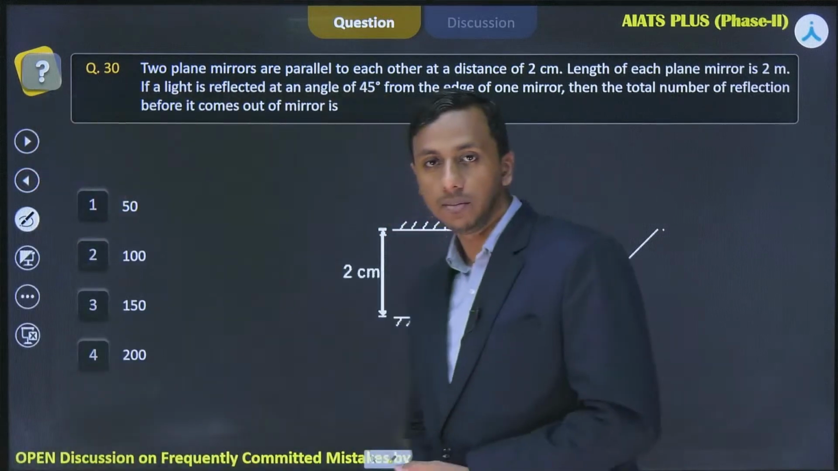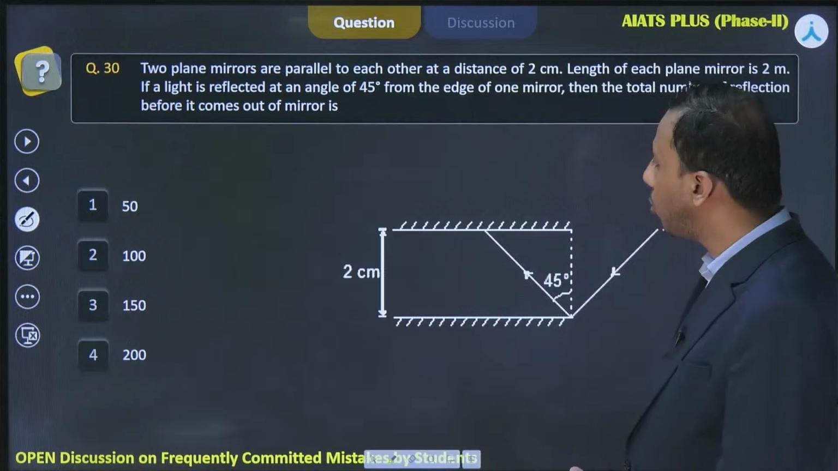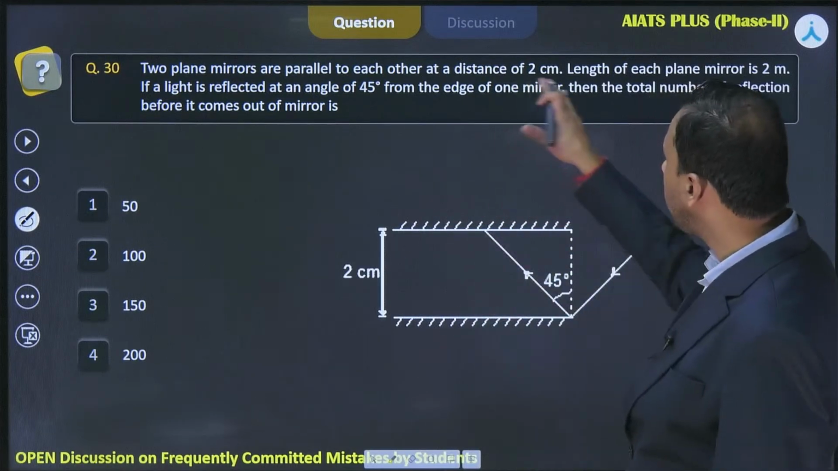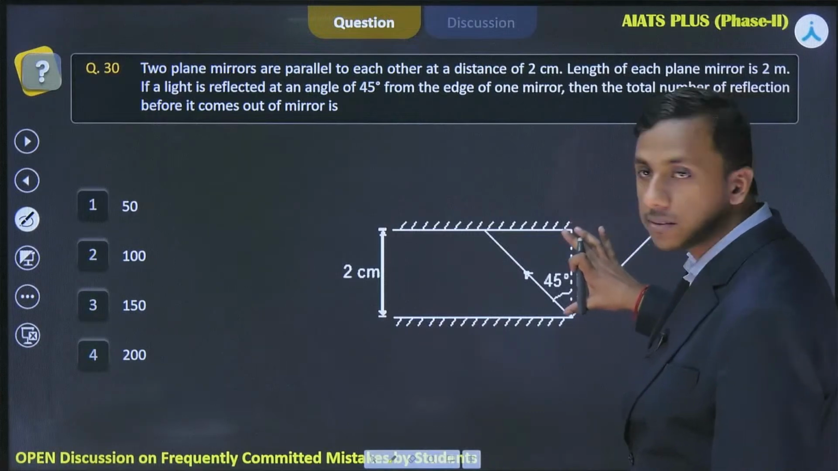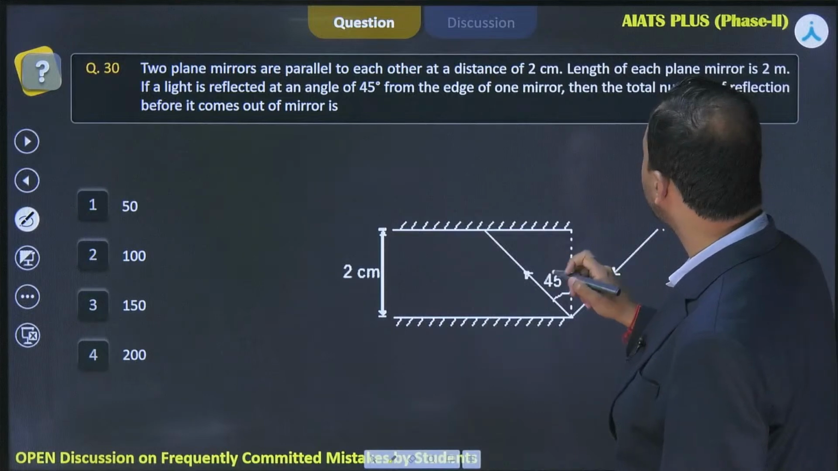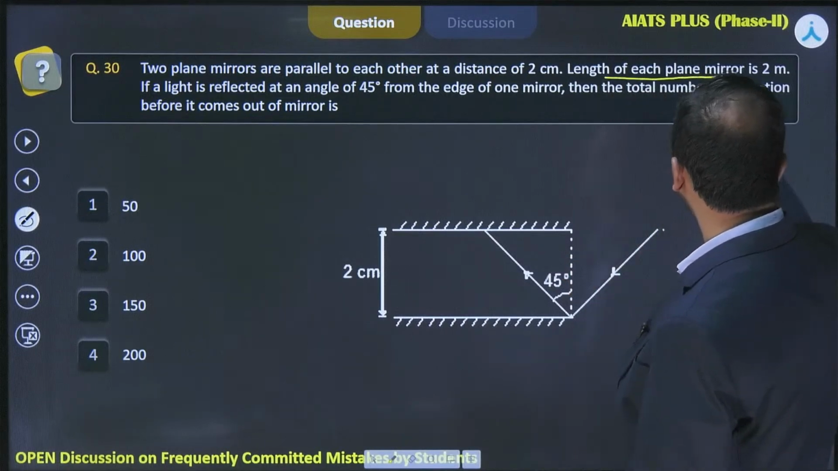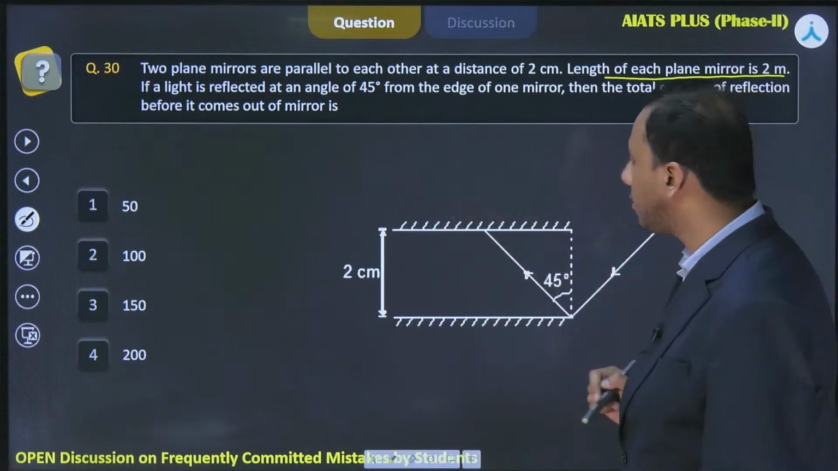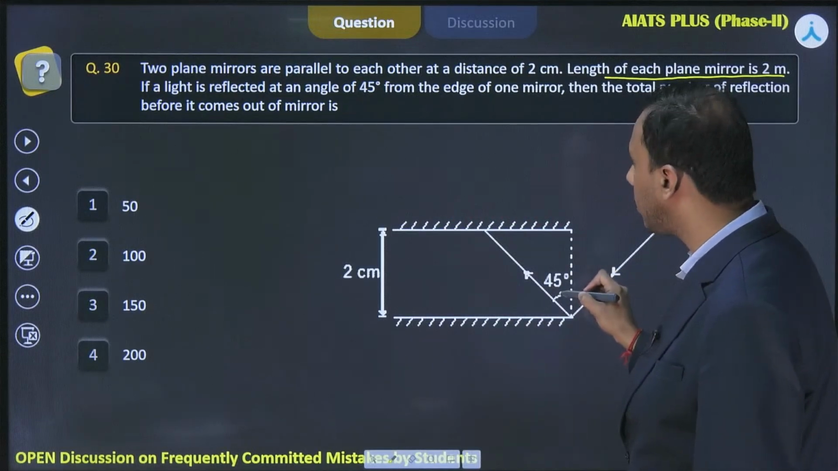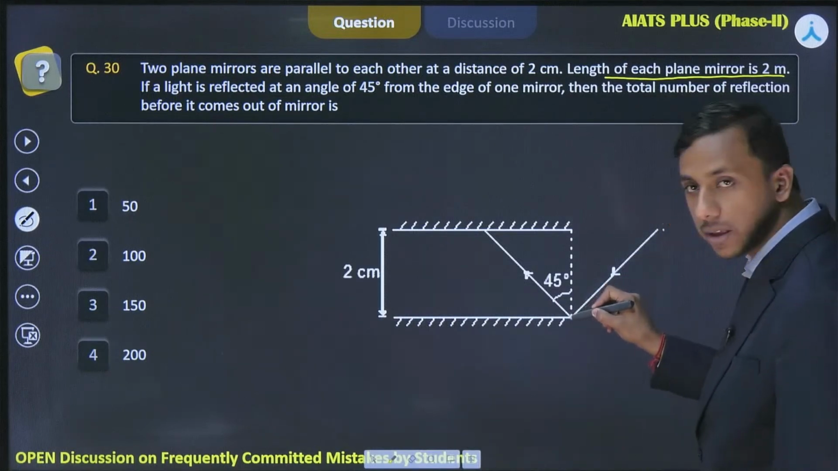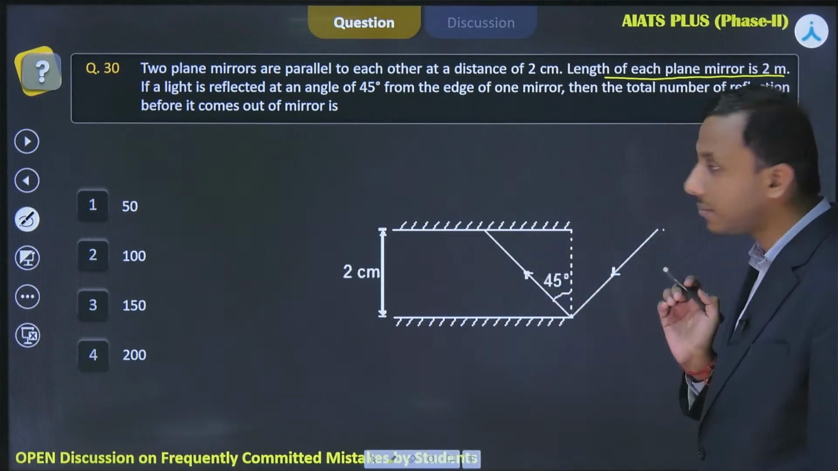Now see this question. Two plane mirrors are given, one parallel to the other, and they are separated by a distance of 2 centimeter. And what is the length of the plane mirror? That is also given, right? The length of each plane mirror is 2 meter. And light is reflected at an angle of 45 degree from the edge. So let's say it is incident like this at this edge, and it is reflecting, right?